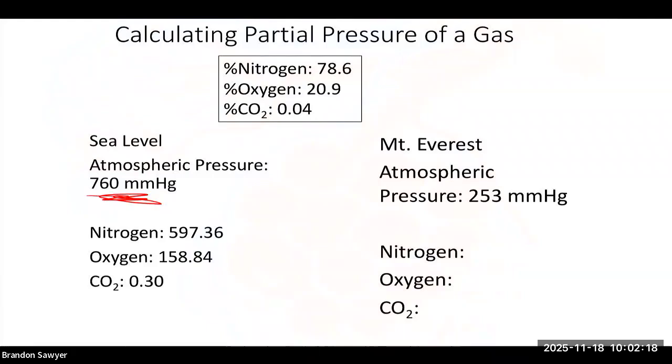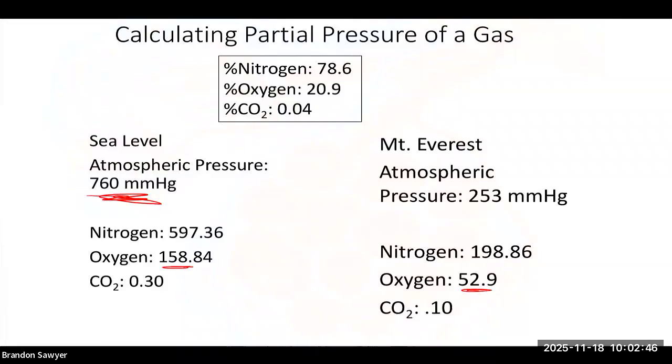This is the most standard way to measure concentration of gas in the air or concentration of gas in a fluid as well, okay? So this will also apply to the blood. I'll talk about that in a sec. So if we shift to Mount Everest, then we're a lot lower, obviously. We have about a third of the concentration of oxygen at Mount Everest that we did at sea level.